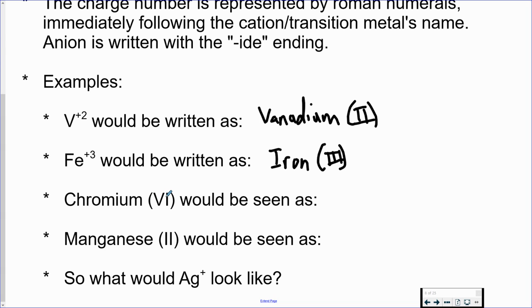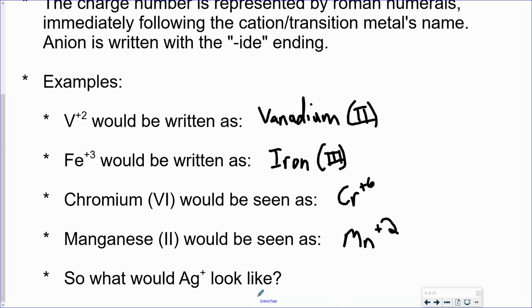Chromium, and then V, then the I. Do we add it or do we subtract it? You add. So this would be 6. So you're going to put Cr plus 6. Moving on to manganese, this would be Mn, and that is a 2, so it gets a +2.